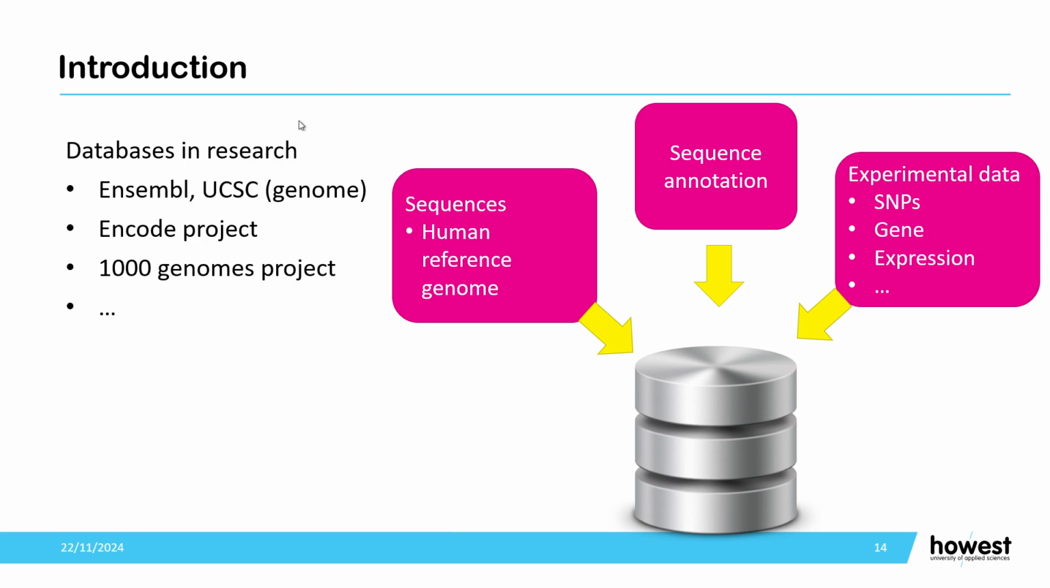In research, however, which is a bit more interesting for us, bioinformatics, we have a lot of them. Here are only a few: Ensembl, UCSC, NCBI is not even on here, ENCODE project, 1000 Genomes project. So you can see that we have lots of different types of data, not only data, but also types of data that we need to store. For example, sequences, but also annotations, and experimental data that we find. So that's why we really need it within bioinformatics.